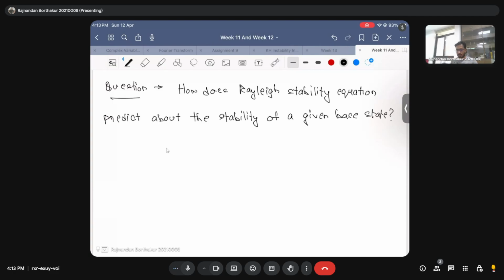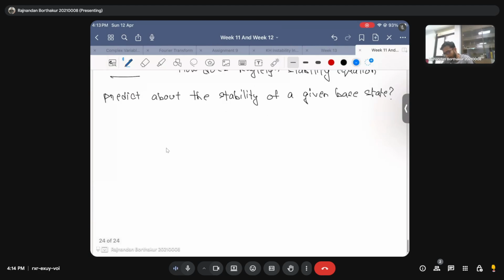I hope things are clear from the question itself. In principle, what we are trying to see is how we can apply the Rayleigh stability equation to assess the stability of a base state. For that there is a very famous criterion, known as the Rayleigh inflection point criterion.